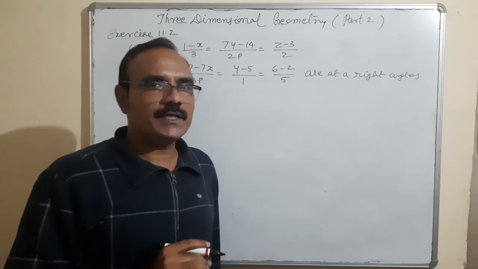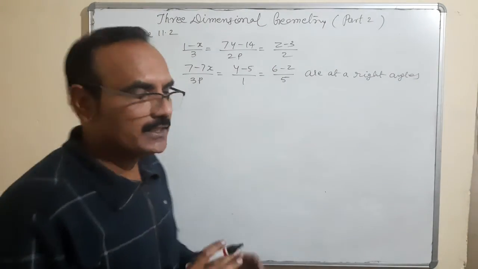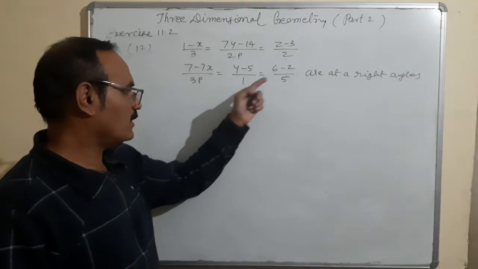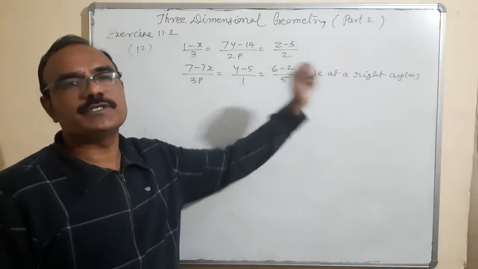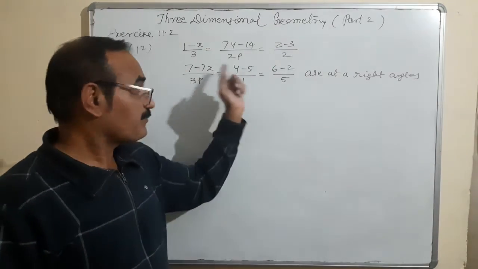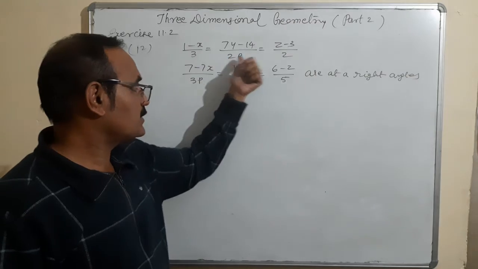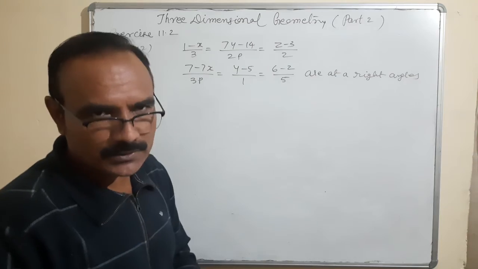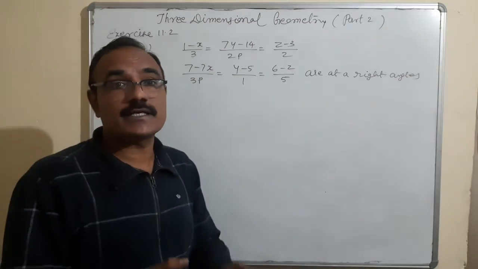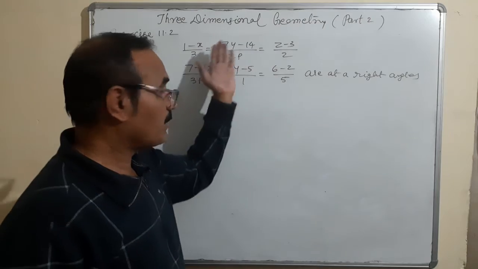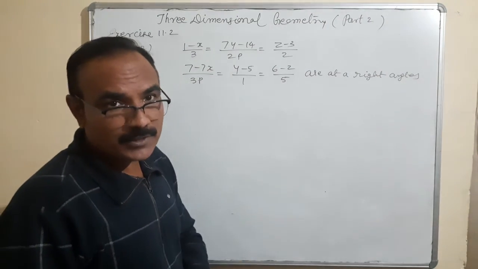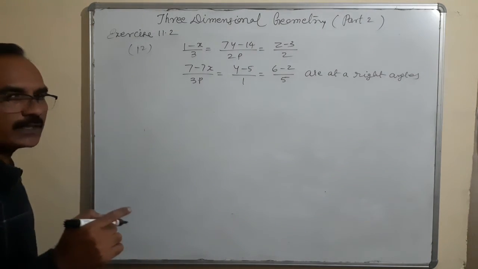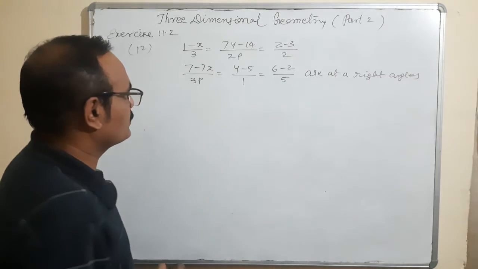But here, generally a mistake is done. Simply you multiply 3 by 3p, 2p by 1, plus 2 by 5 equal to 0, because you see these as the direction ratios. The condition is a1 a2 plus b1 b2 plus c1 c2 equal to 0. But you will see that some of the parts are not in the standard form. So first we have to convert into the standard form of the lines, and after that we multiply and put the condition a1 a2 plus b1 b2 plus c1 c2 equal to 0.